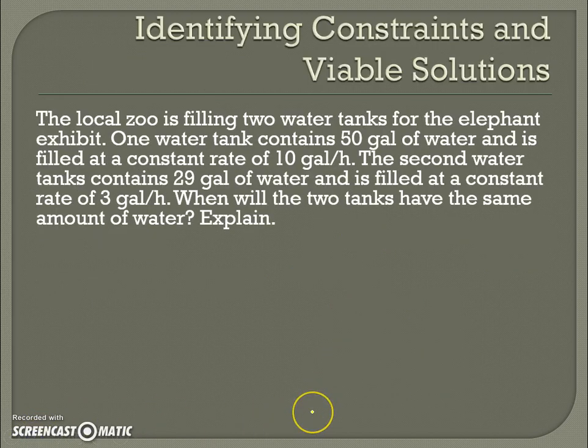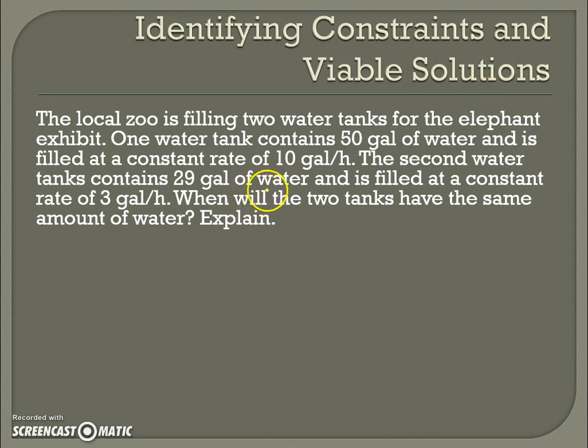Here's one that's similar for you to try. Actually, no, it's not. We don't have worked-through examples on this one. This is just applications. So let's take a look at this one. Identifying constraints and viable solutions. Sometimes a math problem doesn't make sense, and that's what a constraint or a solution being viable is all about here. So let's go ahead and look at this.